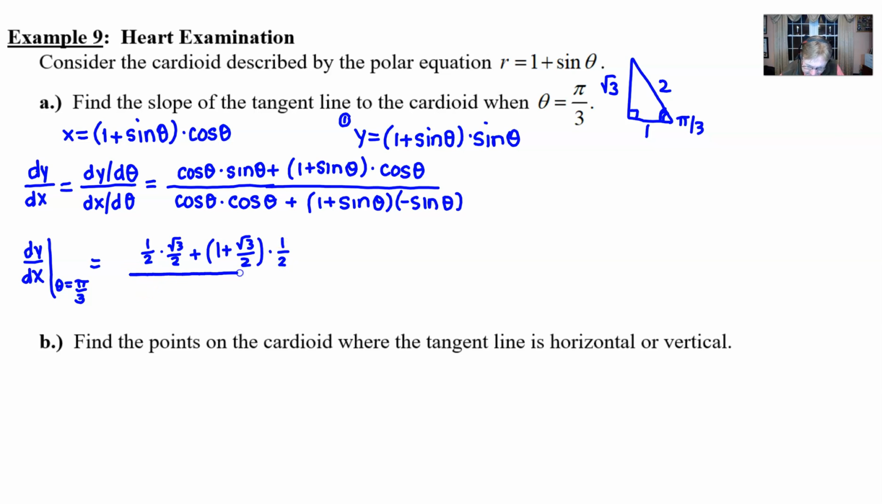Pretty much doing the same thing for the denominator. Cosine of pi over 3 is 1/2. Multiply it by itself, you're at a 1/4 right now. Add that to 1 plus root 3 over 2 yet again. And then we're going to multiply that by negative, and the sine would be root 3 over 2 yet again.